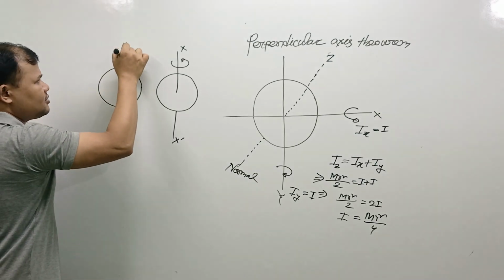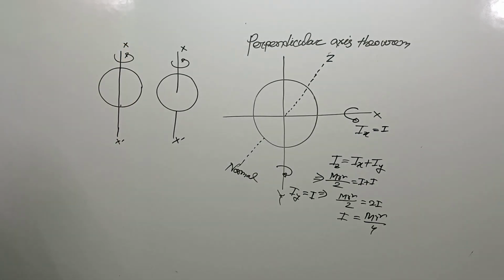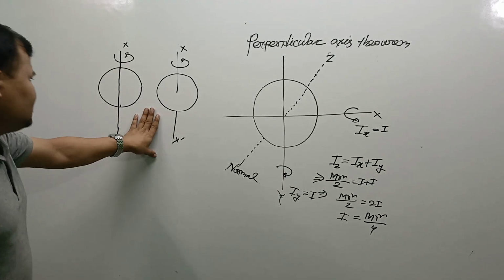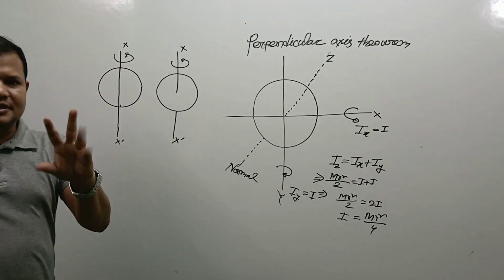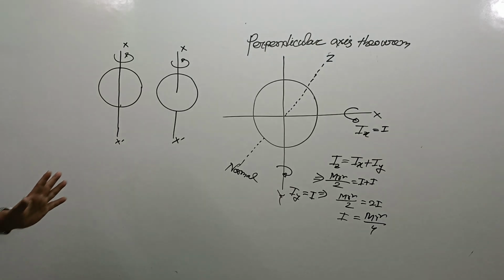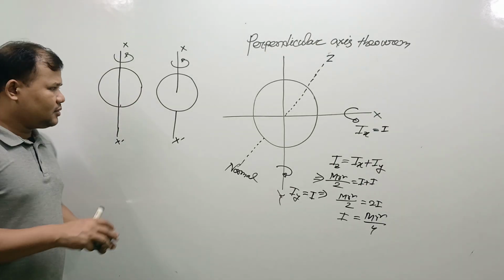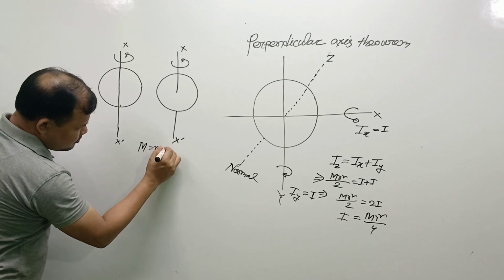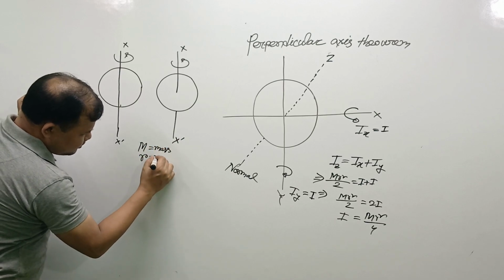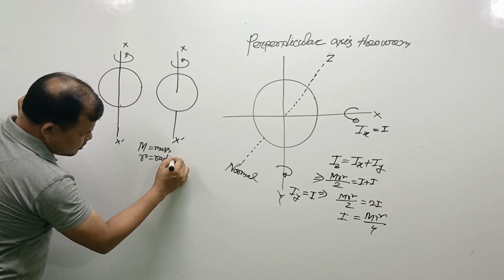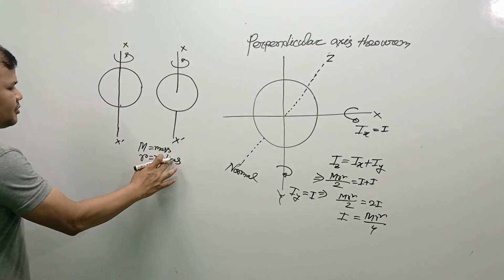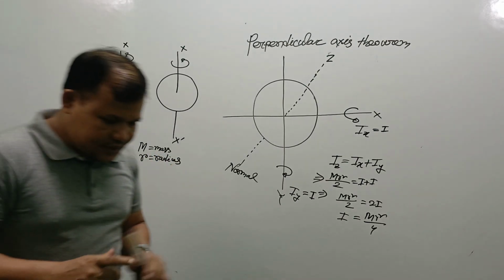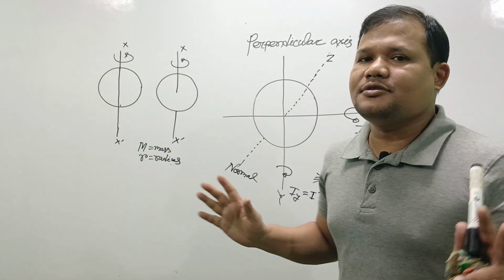If this circle rotates around this axis, and you see the diagram, then you find a difference here. What is the difference? The disc is the same, the mass and radius. Suppose the mass is m and r is the radius of the disc. Both discs' mass is equal and radius is also equal.